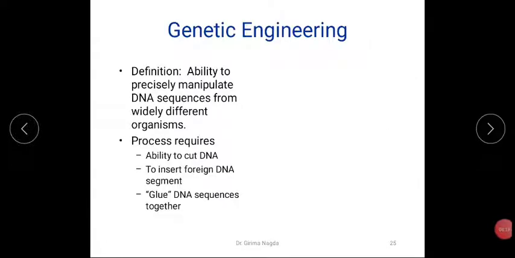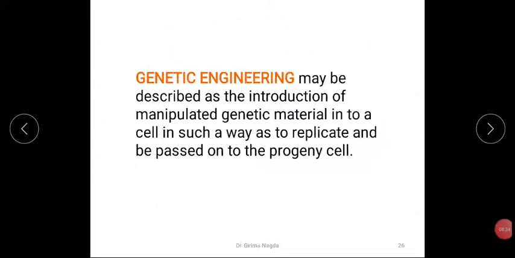Now this is genetic engineering. It is the ability to precisely manipulate DNA sequences from widely different organisms. The process requires the ability to cut DNA, to insert foreign DNA segments and to glue DNA segments together. Genetic engineering can be described as the introduction of manipulated genetic material into a cell in such a way as to replicate and be passed on to the progeny cell.